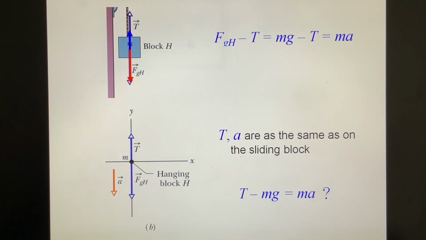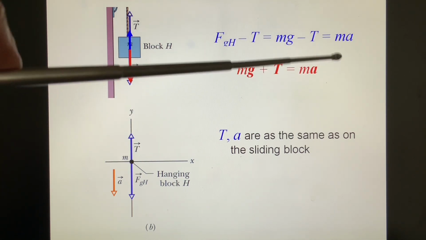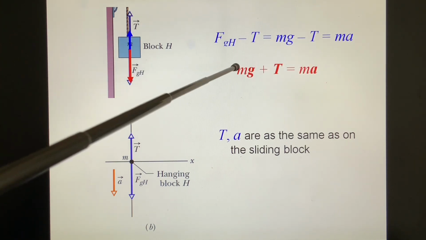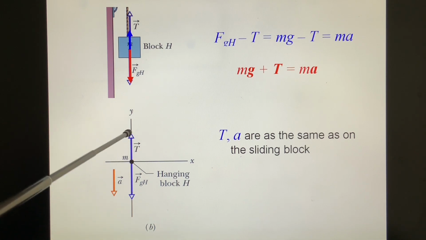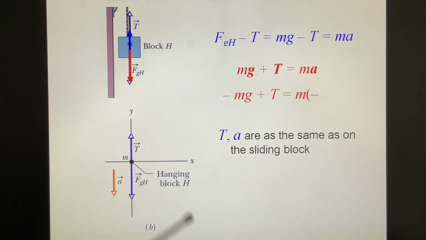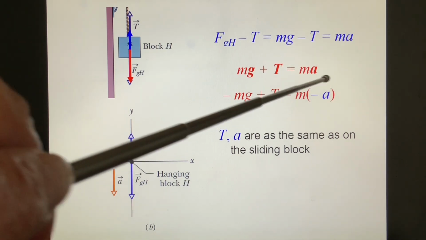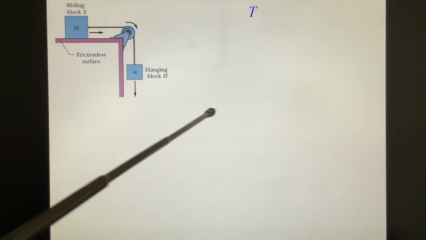Now, formally, what we do is look at this one. We have a frame, this is x, this is y. We write sigma F equals ma. The mg for this one is minus, because this is up. So minus mg plus T equals minus ma. This is the formal way. All right, so we have 2 equations.